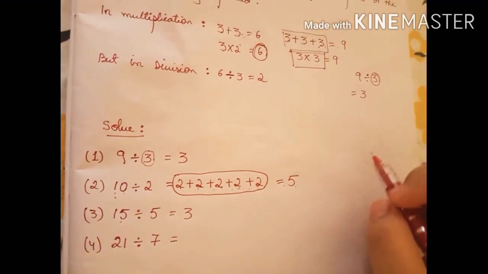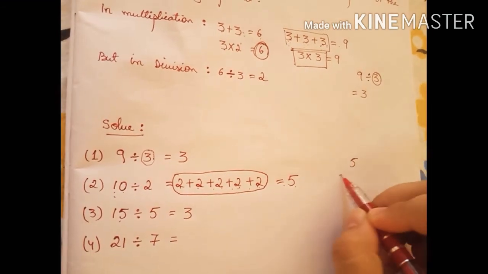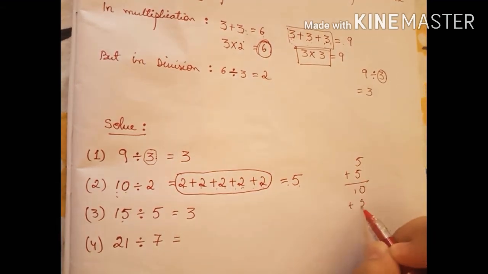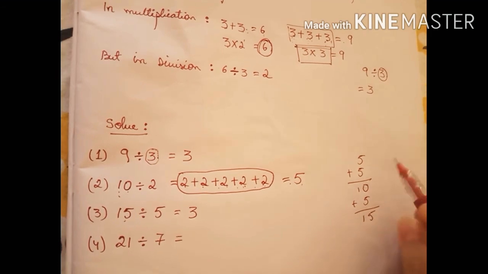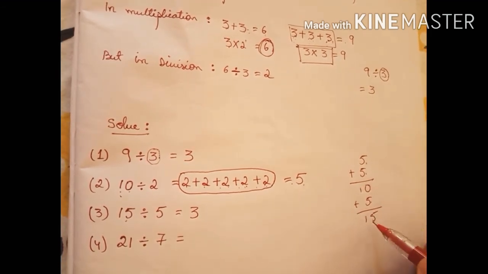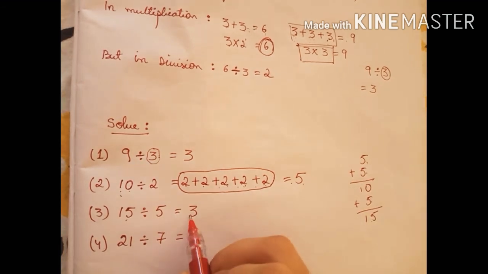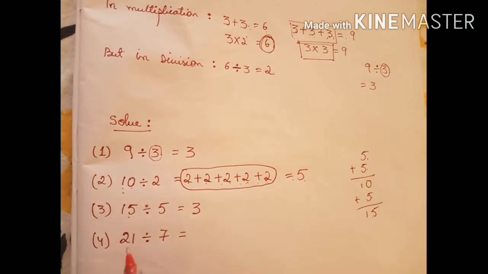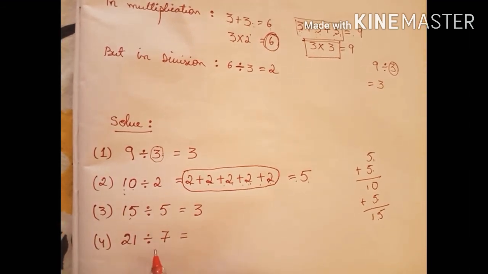See, I will show you here. 5 plus 5 is 10, and plus 5 is 15. So 1, 2, 3. 3 times 5 makes 15. So you have to write 3 times. Okay, very simple, right?